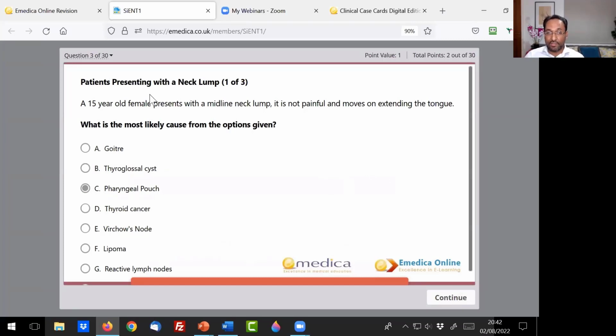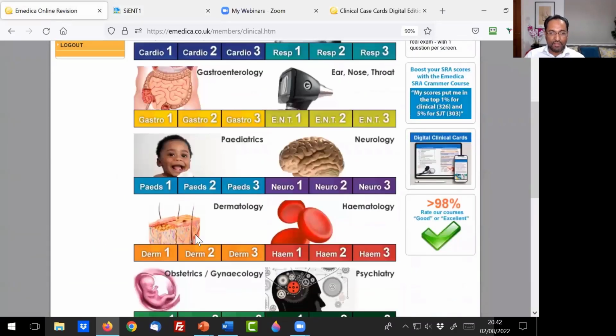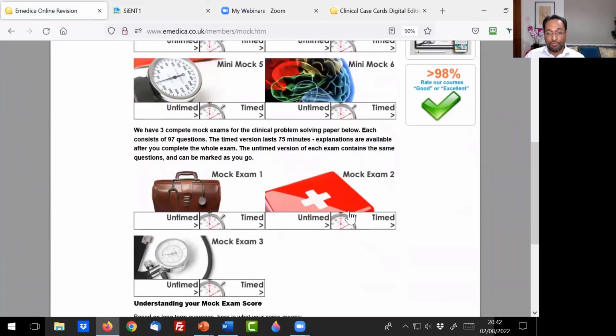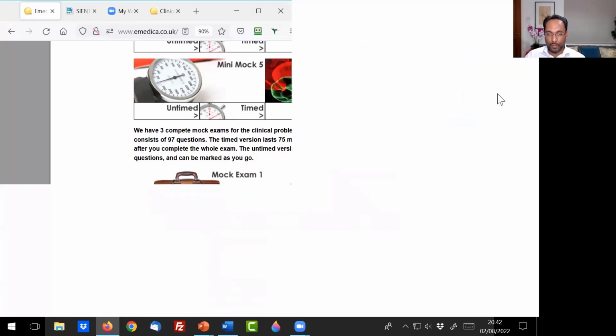And you see our EMQs are in exactly the same format, one of three, only one question on the screen, as in the real exam, rather than all of them on the same page. And then I'll show you the SJTs later, but there's also some timed mini mocks and 3 full timed clinical mock exams. And you can do those either in timed conditions or in untimed conditions if you just want to do them one at a time.